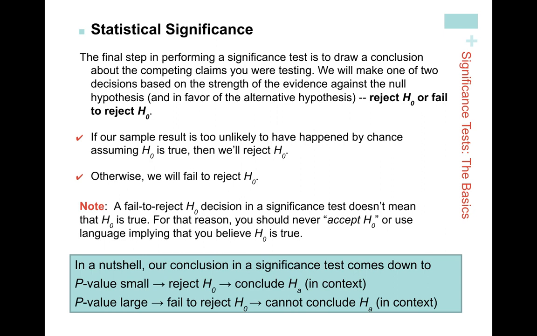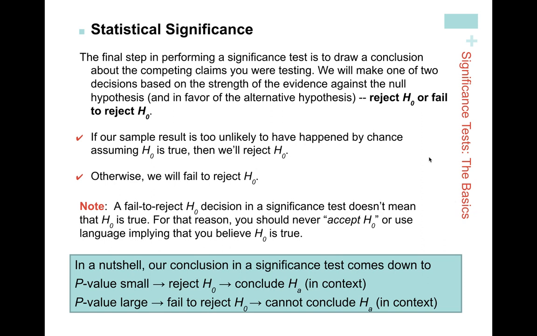So if the p-value is small, reject H null. We conclude that there's evidence for HA in context. If the p-value is large, we fail to reject H null, and then we cannot conclude HA in context. I'll go over this more when I teach you the procedures, because this is the conclusion part of the procedures.